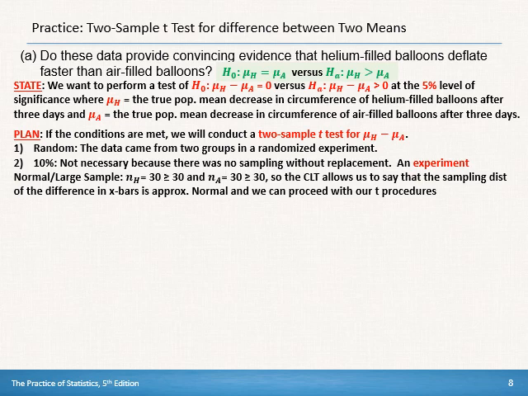And then the 10% rule or independence, we don't really have to worry about this because we're not sampling without replacement. This is an experiment, so we don't have to worry about independence. And the last thing, each of the treatment group sizes was 30. So the central limit theorem says that the sampling distribution of the difference in x bars should be approximately normal. So we're safe to proceed with our t procedures.